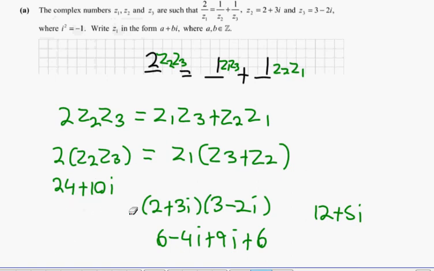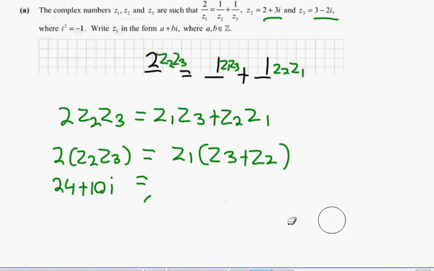I just multiplied Z2 by Z3. See Z2 and Z3 on top of the board? I just multiplied them by each other and then I multiplied the answer by 2. Okay. Now, next thing I want to do is what is Z2 plus Z3? 2 plus 3i plus 3 minus 2i, and what does that turn into? 5 plus i.